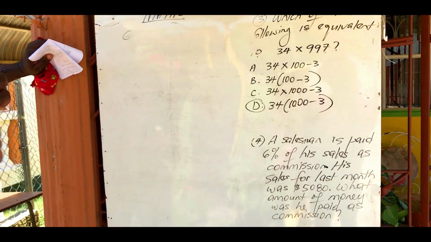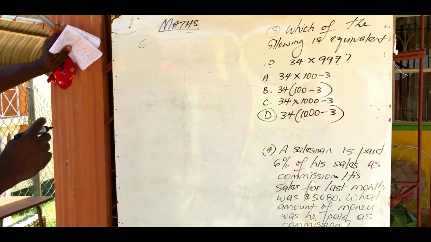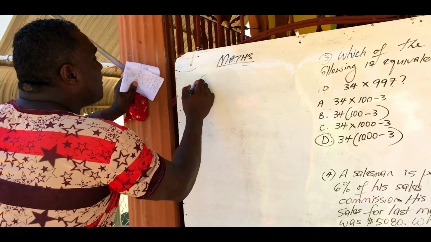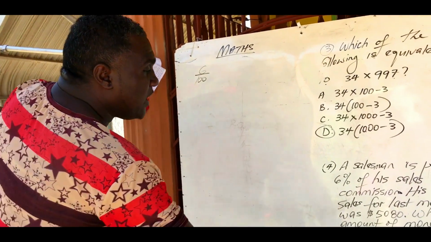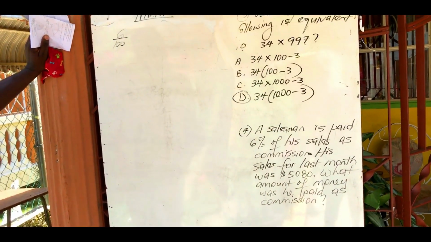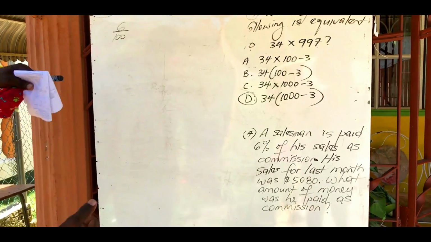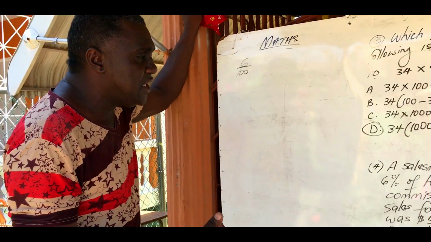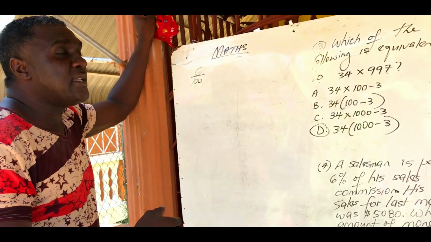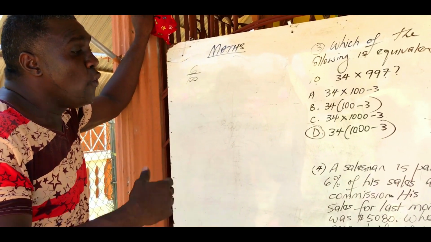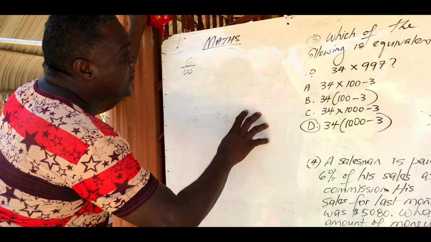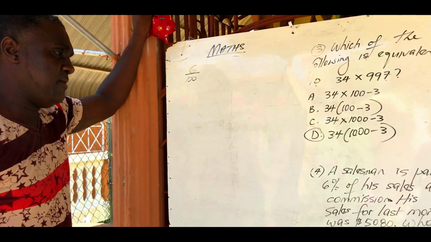6%. We know that percent means out of 100, because a percent is a fraction that has a denominator of 100. So 6% is really 6 over 100. Now it is said that he gets paid 6% of his sales as commission. What exactly is commission? Commission essentially is a percentage of a certain amount of sales that a person would work. And so commission is usually X% of the total amount of sales.